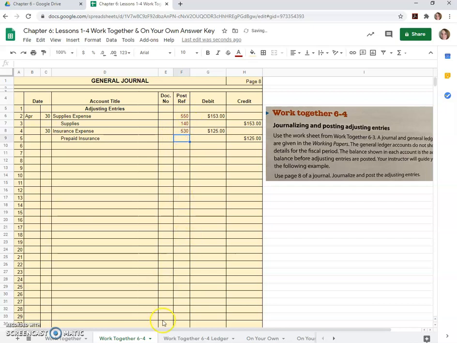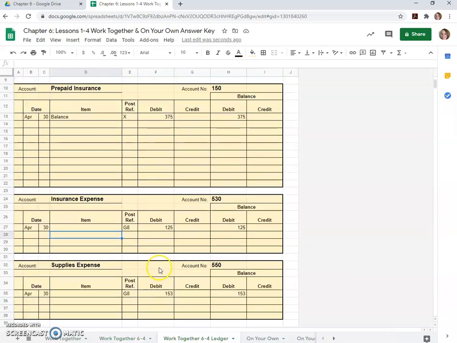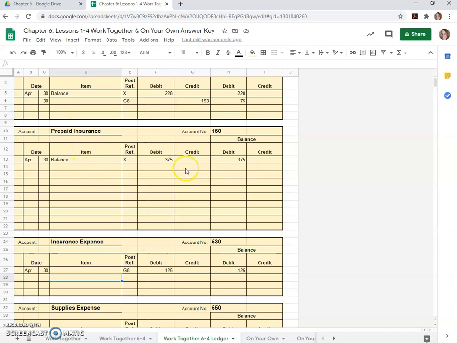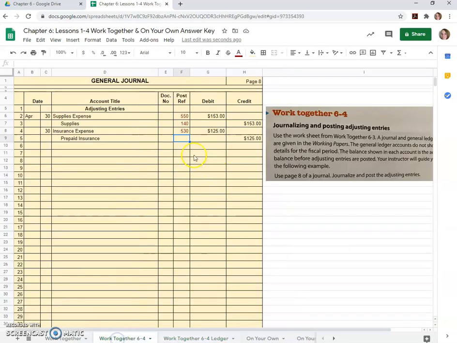And our prepaid insurance was a $125 credit. So here's our prepaid insurance account. And it was journal page 8 on the 30th. Now here's another one where we have to do the math. So $375 debit balance minus the credit of $125 gives us $250 left, which is what we thought it should be. And then we will put 150, the account number, right back here.